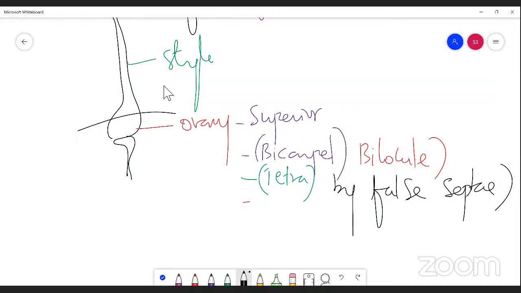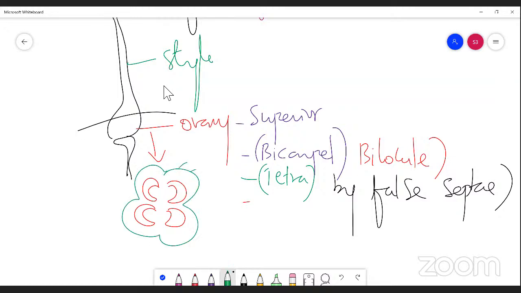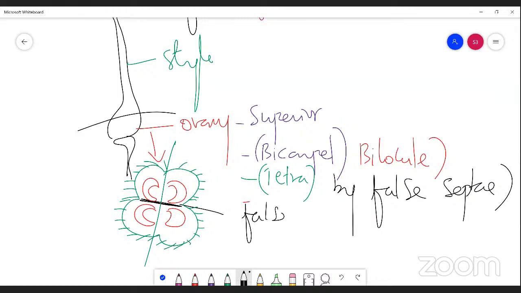So when you take a cross section of the ovary, it shows two locules, hence it is placed under bicarpellary. But here it seems to be like tetracarpellary. I am talking about the cross section of the ovary that shows bicarpellary, but unfortunately, it seems to be tetracarpellary. This is a false septum. What is it? It is a false septum. A septum is a wall that lies in between the carpels. Each one is known as a carpel, bicarpellary, right?